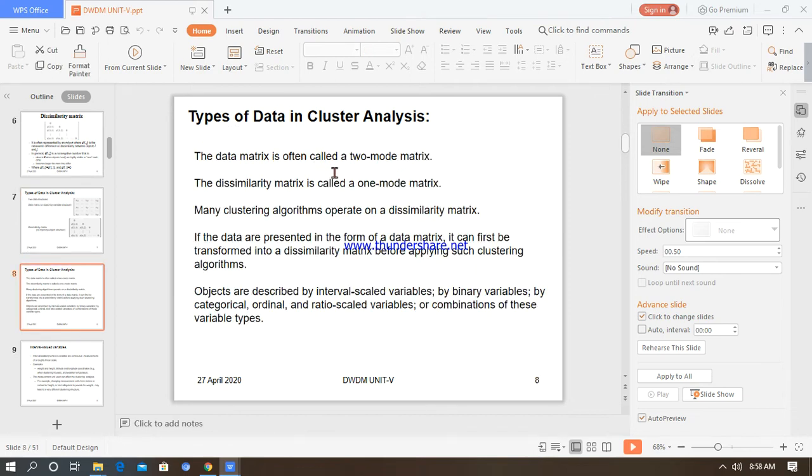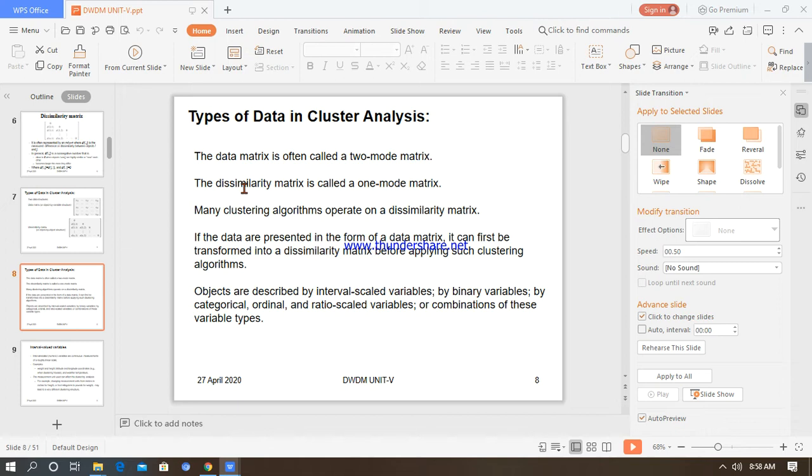Types of data in the cluster analysis. The data matrix is often called a two-mode matrix. The dissimilarity matrix is called a one-mode matrix, and many clustering algorithms operate on the second method, that is dissimilarity matrix. If data is presented in the first form, that is data matrix, it can first be transformed into dissimilarity matrix before applying such clustering algorithms.